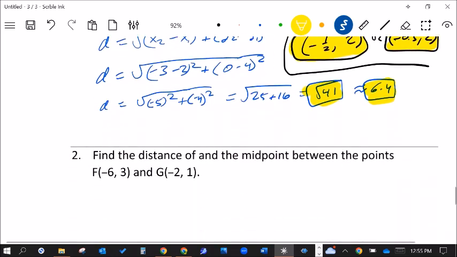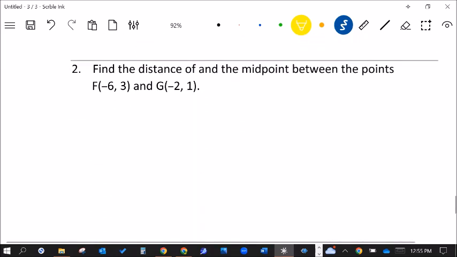Now let's go down to the next one. Find the distance of and the midpoint of these two, and this time there's a couple more negatives to deal with. So go ahead and do this one yourself, and then come back to it when you're done. You can pause the video and come back. Okay, welcome back then. So I'm going to first do the distance formula here. I'll try to keep on separate sides now.